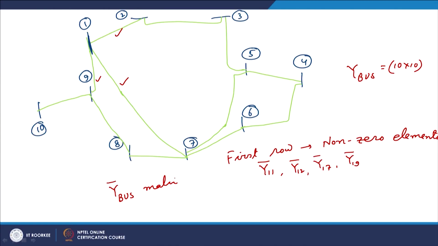So, then therefore, because more than 50% of the elements are 0 in this Y bus matrix, any Y bus matrix of any system is always a sparse matrix. So, we note that the Y bus matrix is a sparse matrix.